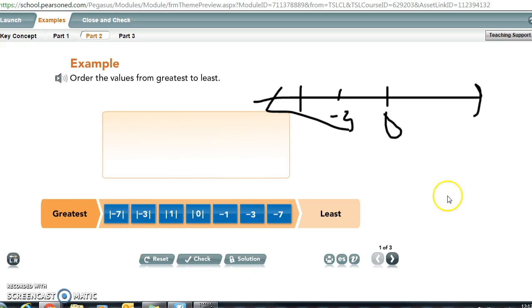So my answers from greatest to least will be the absolute value of -7, the absolute value of -3, the absolute value of +1, the absolute value of 0, -1, -3, and -7. Go ahead and pause if you need to.